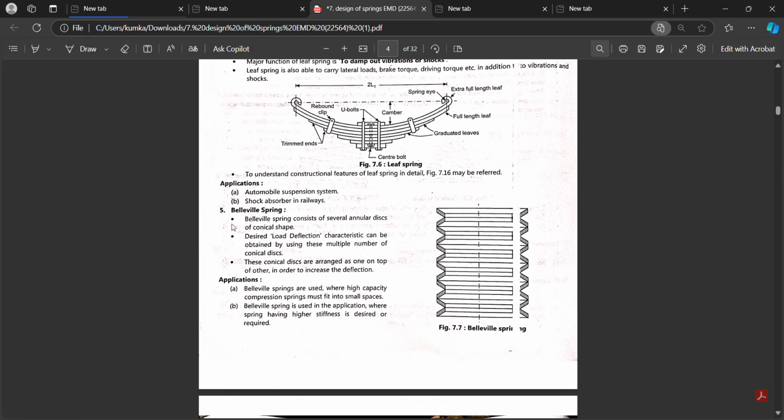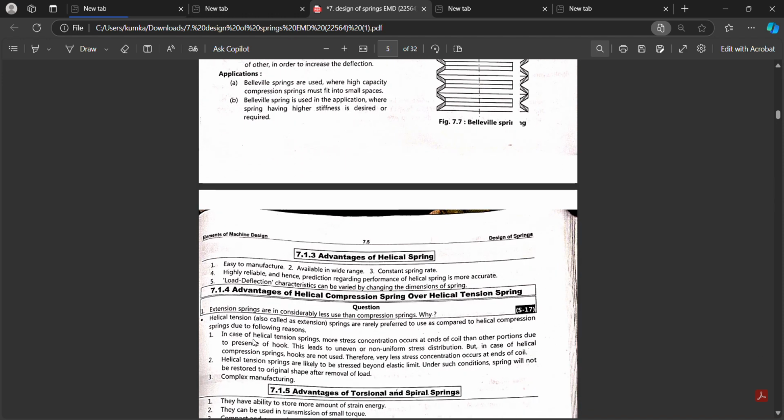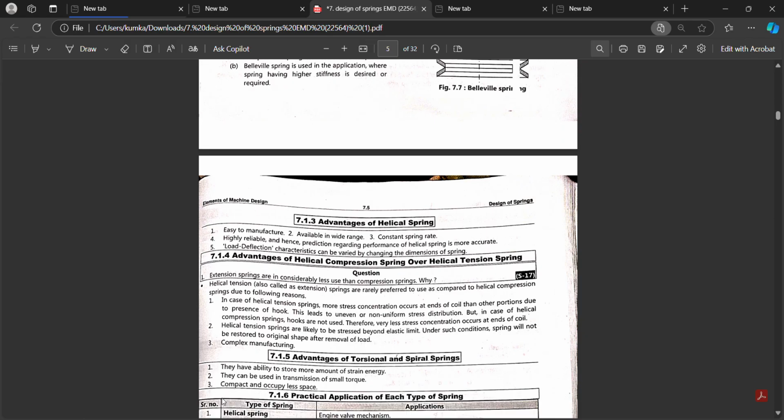Then is the bevel spring. Bevel spring is used where a high capacity compression spring is needed in less space. Then the advantages of helical spring: it is easy to manufacture, available in a wide range, has constant spring rate, is highly reliable, and can be used for more accurate systems.